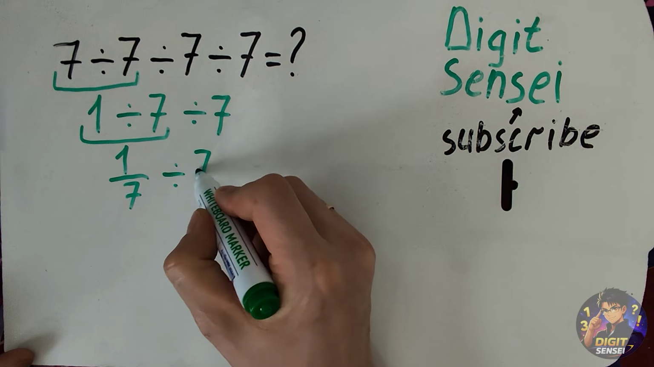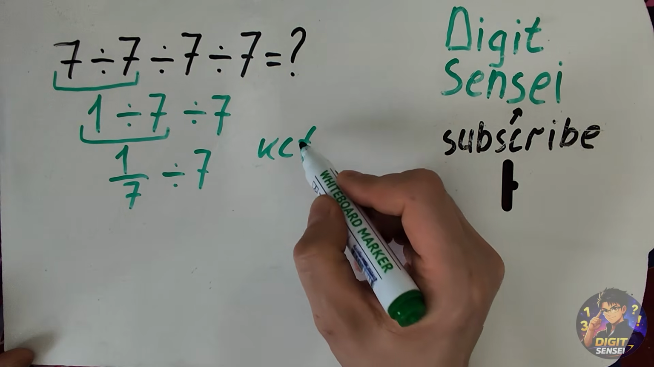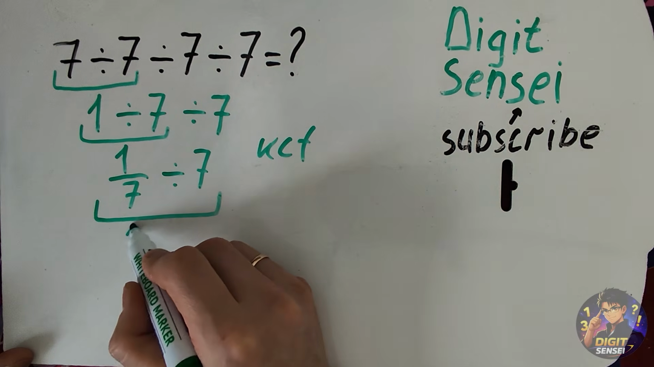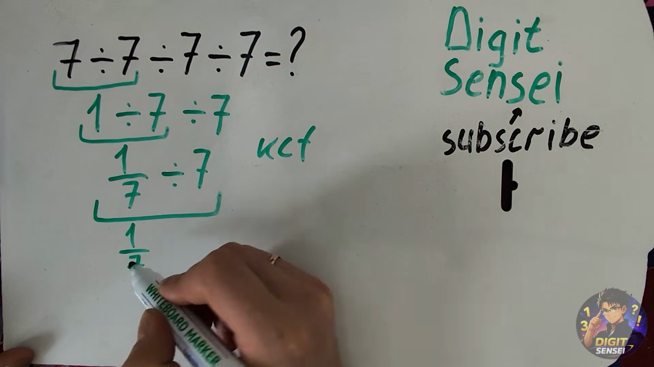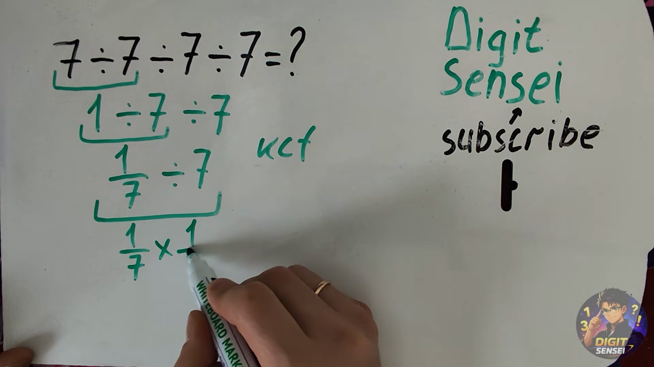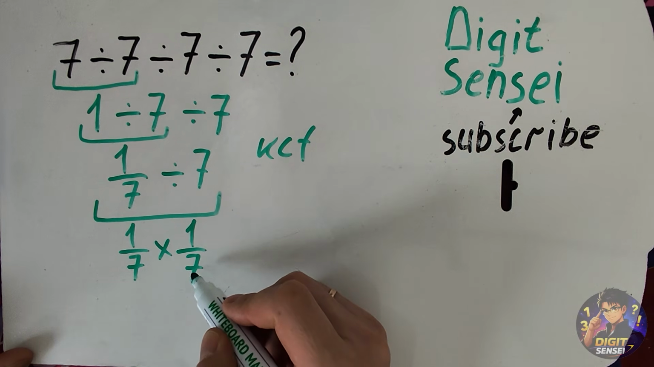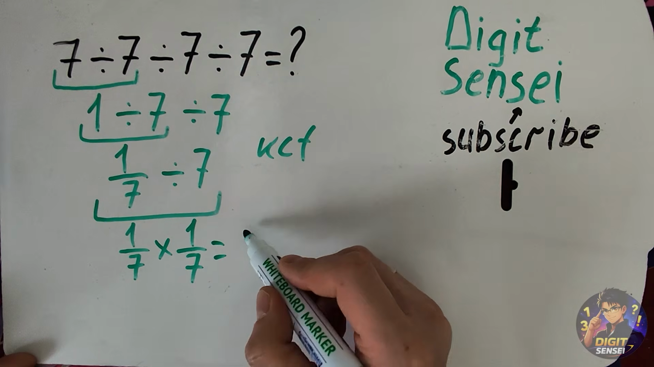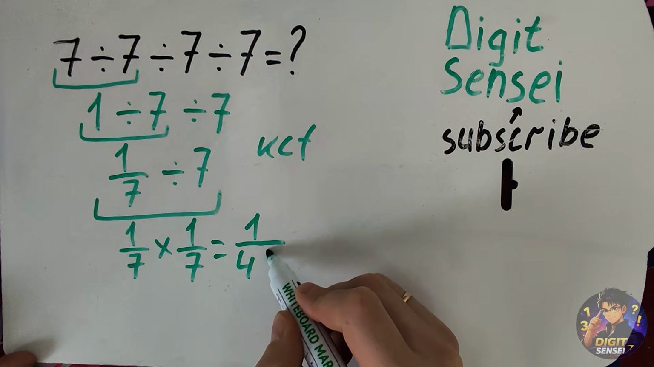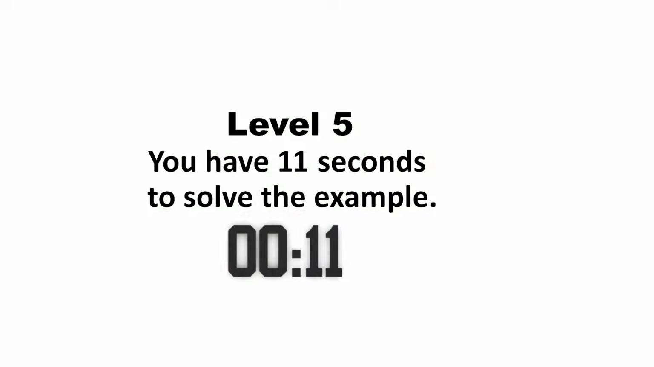Now, according to the KCF rule, K stands for keep, C stands for change, and F stands for flip. We can write keep the first fraction, change division to multiplication, and flip the second fraction. So we have 1 over 7 times 1 over 7, which equals 1 over 7 times 7, which gives us 49. So 1 over 49. And this is our final answer to this problem.